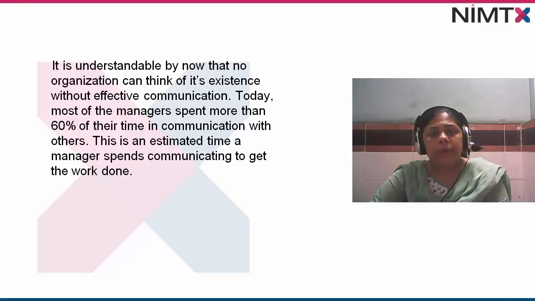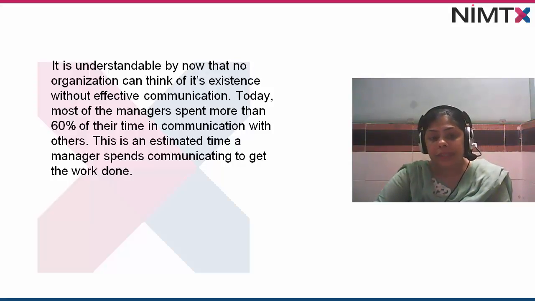It is understandable by now that no organization can think of its existence without effective communication. Today, most managers spend more than 60% of their time in communication with others. This is an estimated time a manager spends communicating to get the work done.